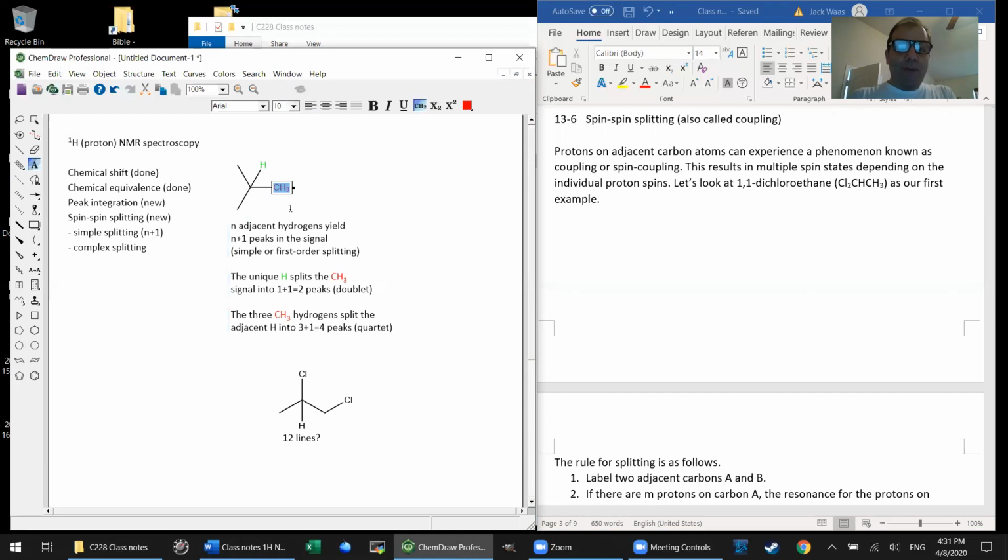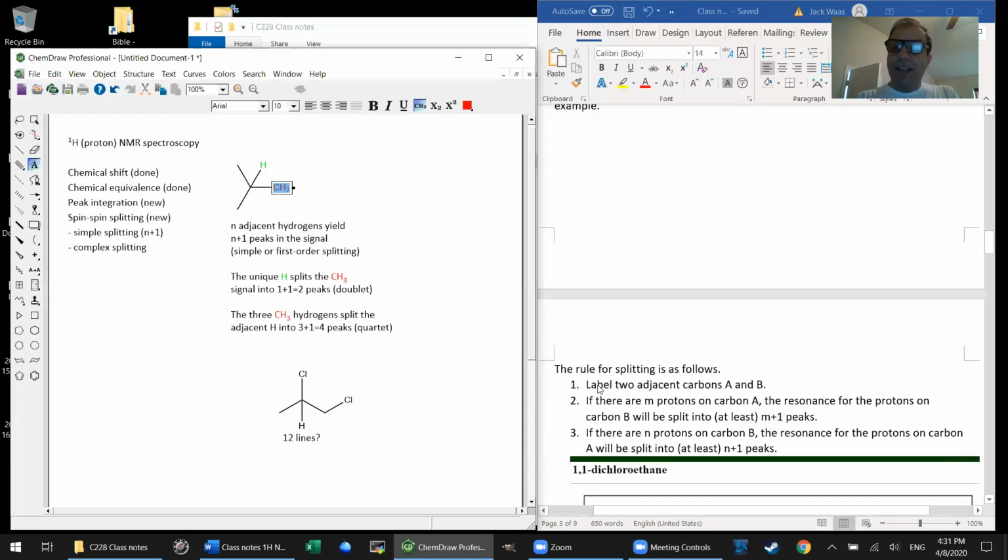So we would expect, for instance, the signal for the methyl group in this compound, which we're getting to the spectrum of next, to be split into two peaks because there's one adjacent hydrogen. These six are too far away to split. And likewise, I would expect the resonance for that hydrogen there to be split into 3 + 1 = 4 peaks, or a quartet, as we call it.